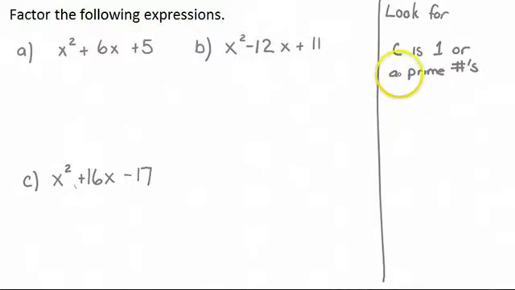So the only way to make, for example, let's take a look at this first example, 5 is to have 5 times 1. There's no other way to create 5 by multiplying two integer values together. So what that means is that I can do this rather quickly by inspection, because I know that this has to be x and that has to be x, since the a term is 1, and it has to be 5 and 1. There's no other possibility here.